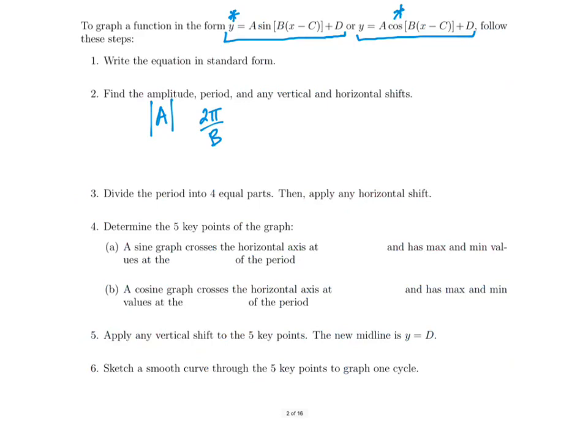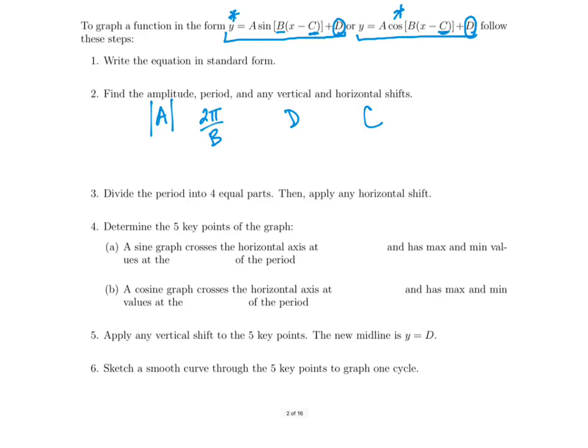The b value corresponds to a horizontal stretch or shrink. So we're going to take the initial standard period length, 2 pi, and then we're going to divide it by b, and that will account for a horizontal stretch or shrink. And then we're going to apply any vertical or horizontal shifts. Just like we saw in regular algebraic functions, the c value here corresponds to a horizontal shift, and the d value corresponds to a vertical shift.